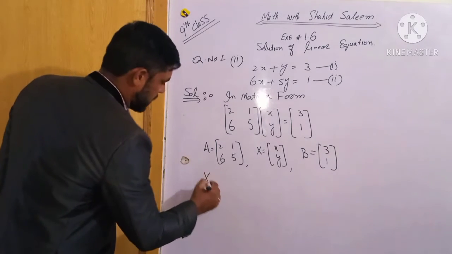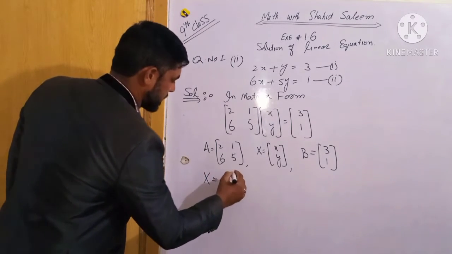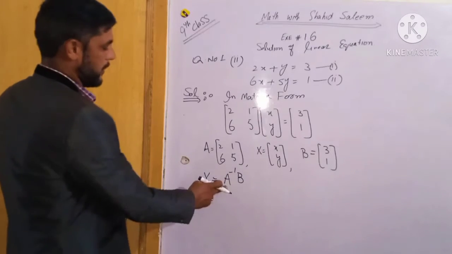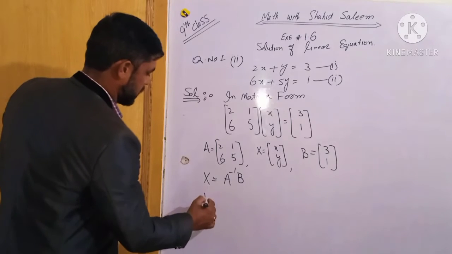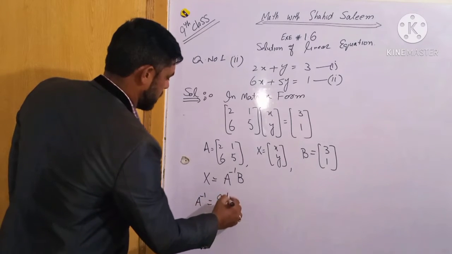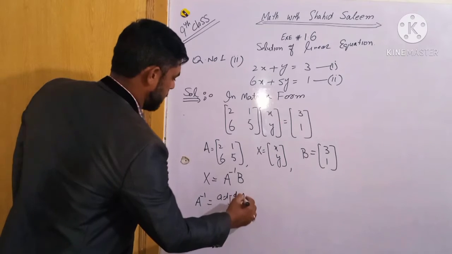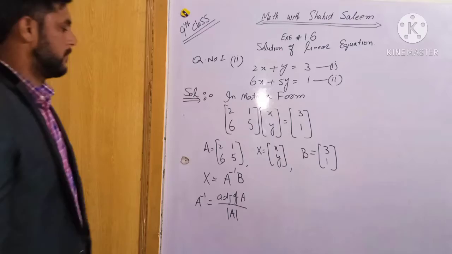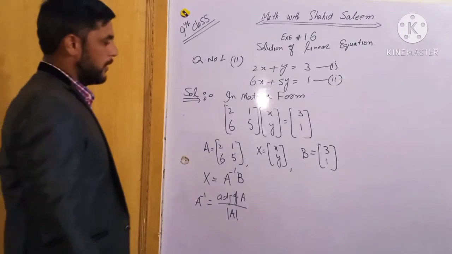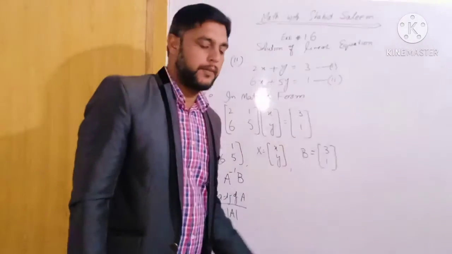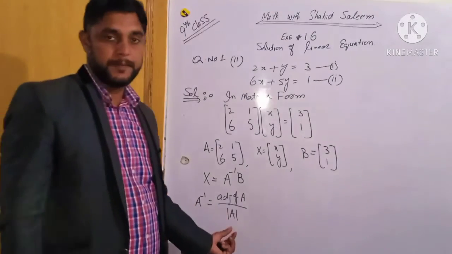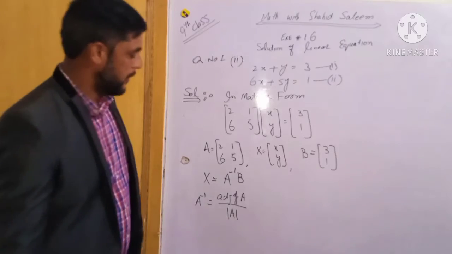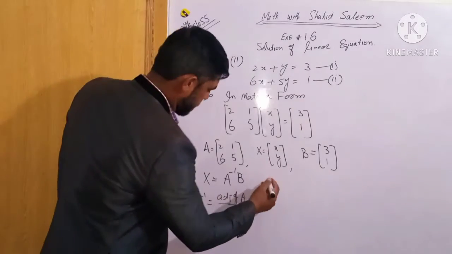We have a formula to find the value of X, A inverse B. First of all, we find the value of A inverse. A inverse equal to adjoint of A over determinant of A or magnitude of A. In these questions, first of all, we find the value of determinant A. If we have a non-singular matrix, then we can further solve.